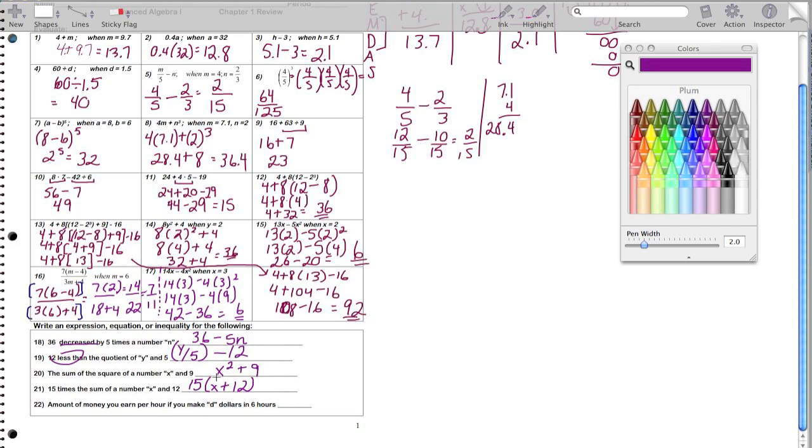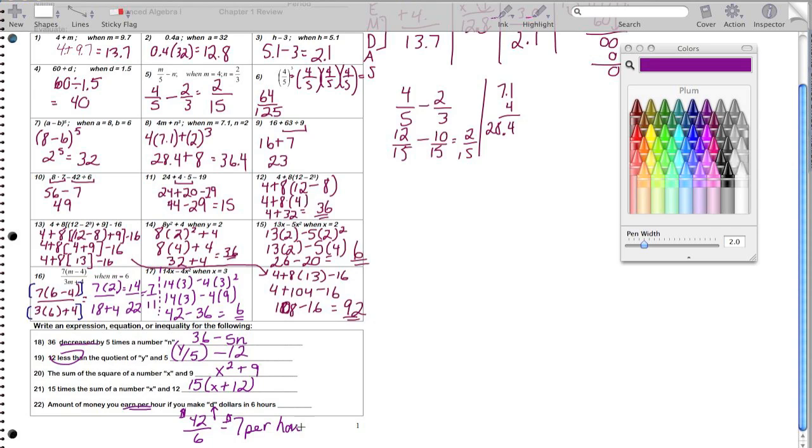And the last one, 22 on this page: the amount of money you earn per hour if you make $D in 6 hours. In this case, if they give you a scenario, maybe make something up, put something in. So they're asking us for the money we earn per hour. So let's say we make $42 in 6 hours. What we want to think here is, how much do we make each hour? Well, if we made $42 total in 6 hours, then that means we made $7 per hour.